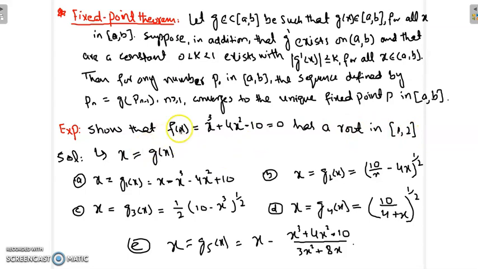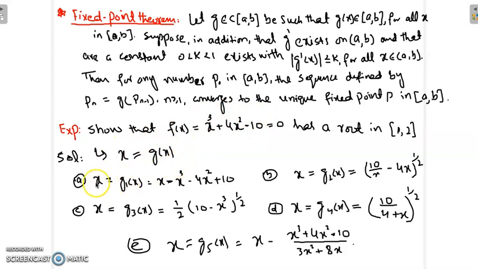We are interested in finding the root of this equation. For this, first of all, we will change the problem to a fixed point problem, because this x over here is a fixed point of g, and we will show that this x is the solution for this equation. There are different choices, so we can change this equation to different shapes.